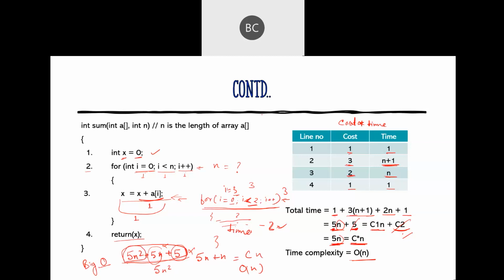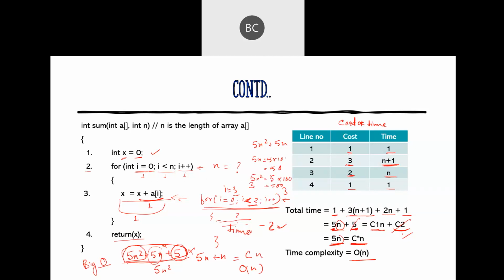Because see, suppose your input size is 10. n is nothing but the input size, right? So this term anyway will be ignored. So 5n squared plus 5n. You just check it separately. For 5n, 5 into 10, 50, right? Then 5n squared will be 5 into 10 into 10, 500. So on which term is your algorithm timing increasing exponentially?